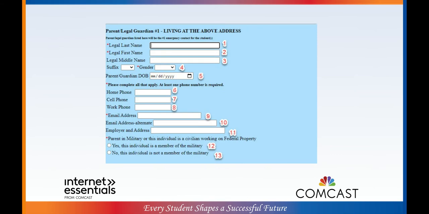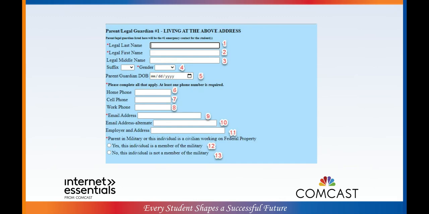Moving down, you must enter at least one phone number in boxes 6 through 8. So you can fill each of them out, or you can enter one into one of the boxes. Box 6 is the home phone number. Box 7 is a cell phone number. And box 8 is a work phone number.